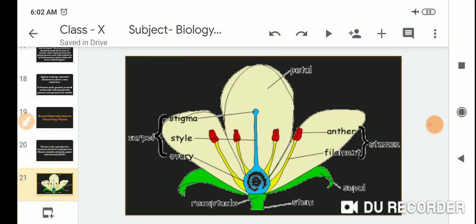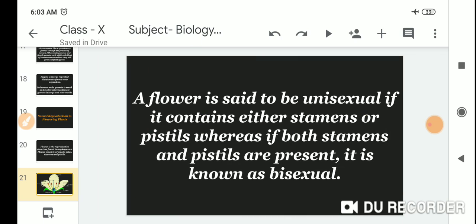Look at this picture. Here are the petal, anther, filament, stamen, sepal, and stem, and the stigma, style and ovary complete the carpel. So look at the figure, the reproductive parts of the flower, male and female.